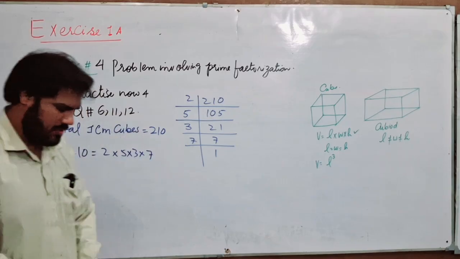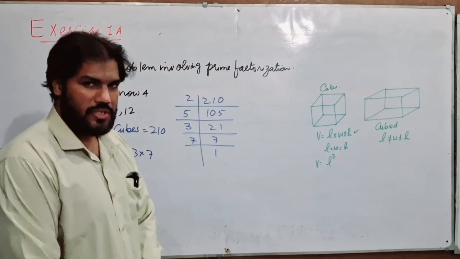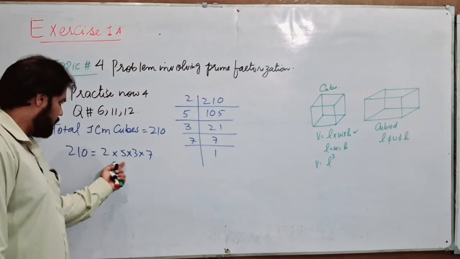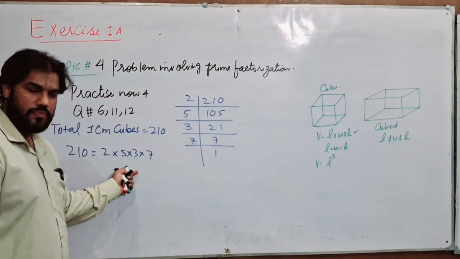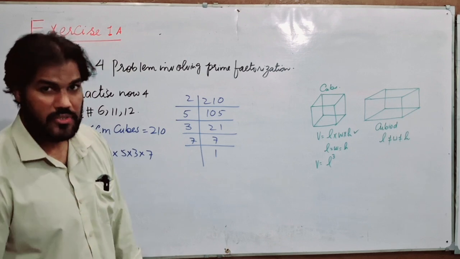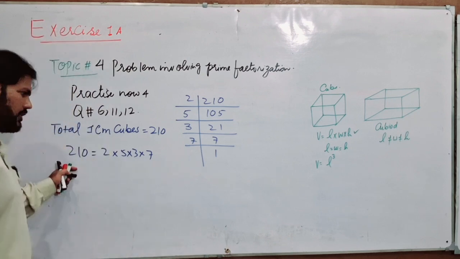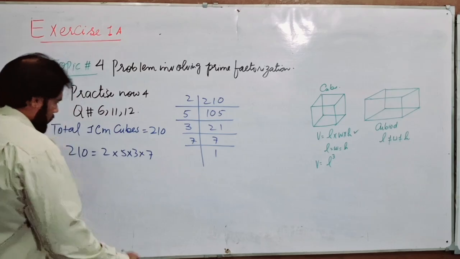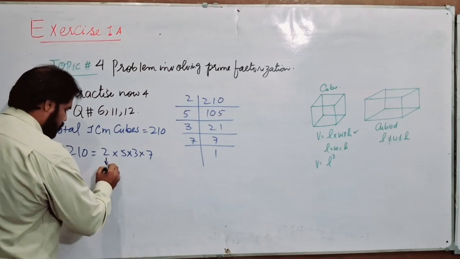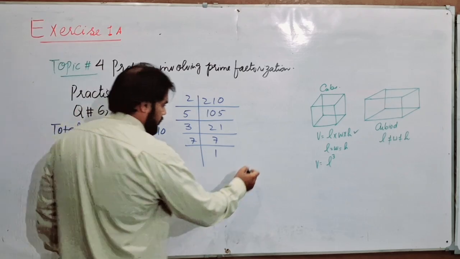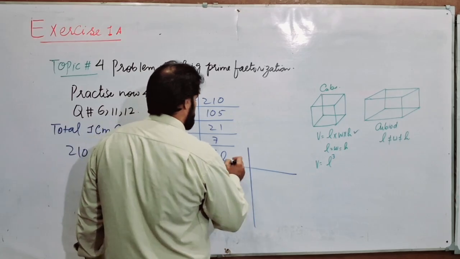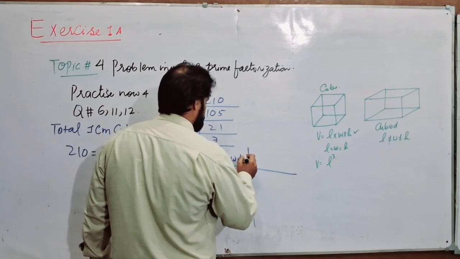Actually, what does this question say? This question says that we have to take any 3 numbers. These are 4 numbers. We have to convert these 4 numbers into a product of any 3 numbers, such that their product should be 210. For example, the first case is if my length is 2, I make here all possibilities. This is my length, width, height.